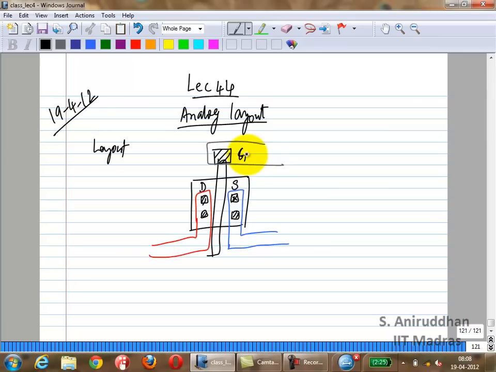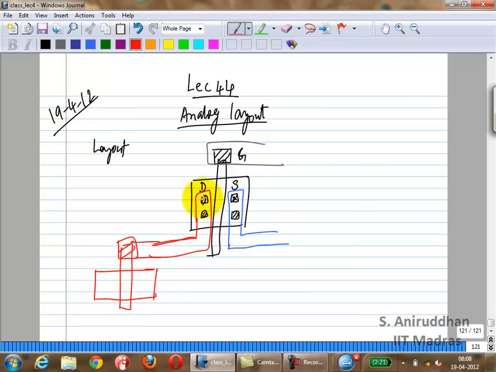It would look something like this. So this is a metal line which is going to connect. You could have, let us say, the drain of this transistor going to the gate of another transistor. It would look like this. So you have a metal line connecting from the drain of one to the gate of the next. This is one example.